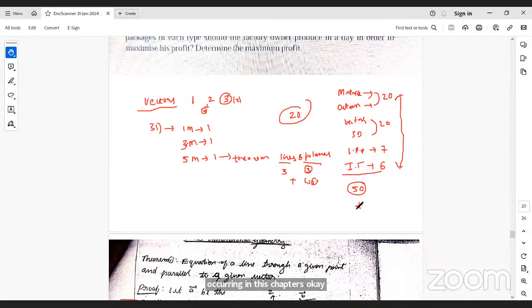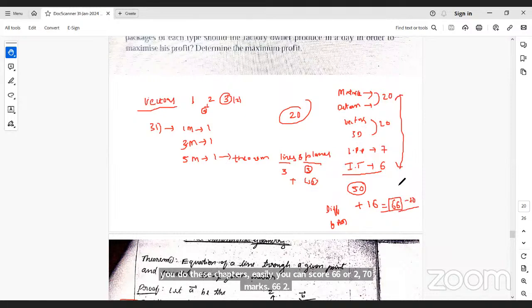Alone will fetch you 16 marks. So 50 plus 16, it will be equal to 66 marks. Okay, so 66 marks. Okay, so these chapters if you do, differentiation and application of differentiation, easily you can score 66 to 70 marks from these chapters.